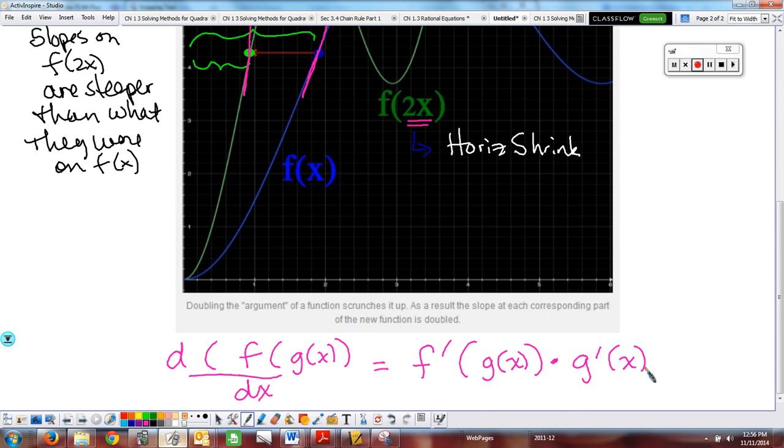We're going to take how fast we went through the x-axis times how fast f was going originally. So you basically have two things that are contributing to your rate of change that you have to take a look at. Now let's look at this another way.